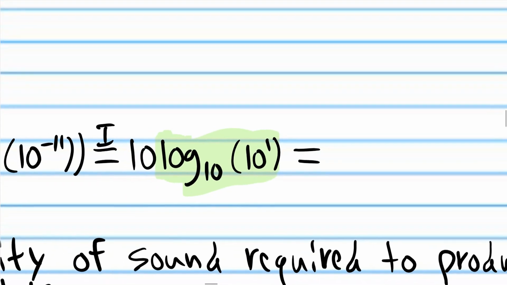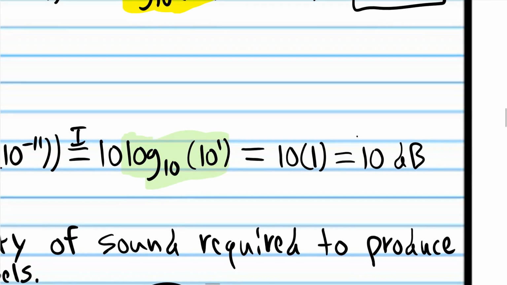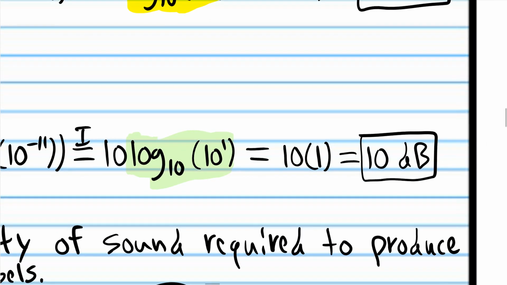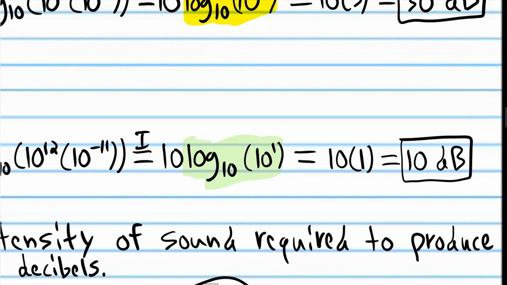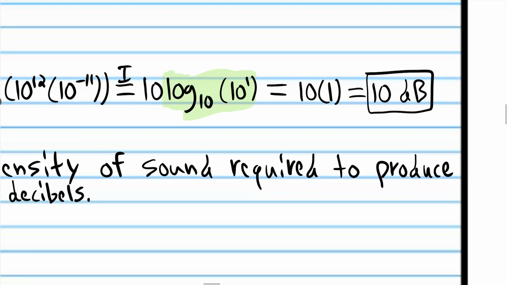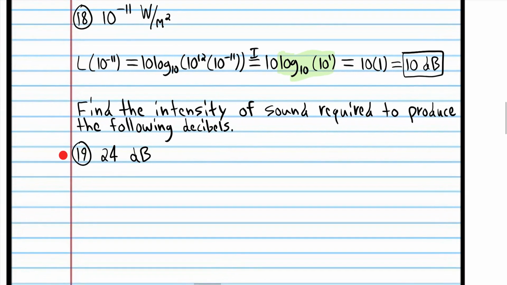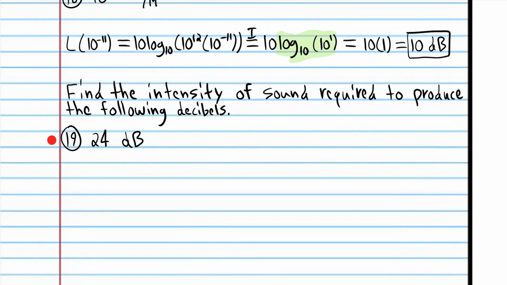So we have 10 times 1, which is equal to 10 decibels. So if you got that right, excellent. We can barely hear that, but if you have good hearing, we're going to barely hear that. So if you got those right, excellent.